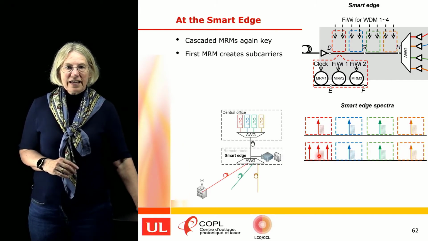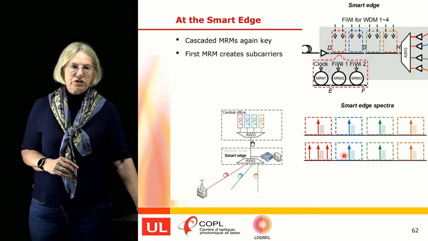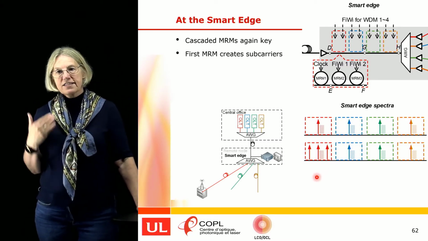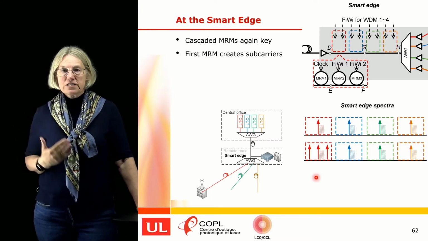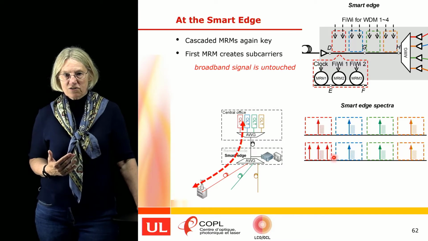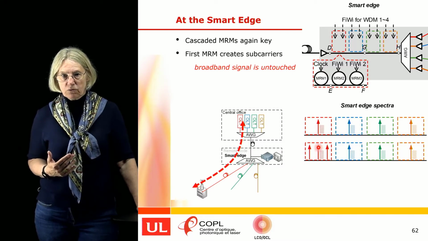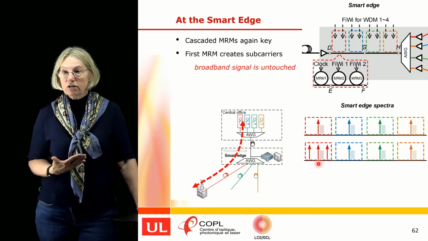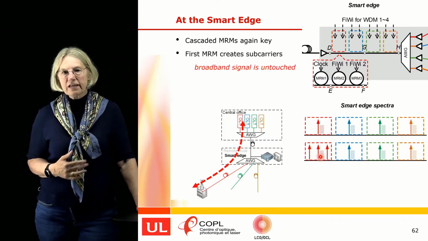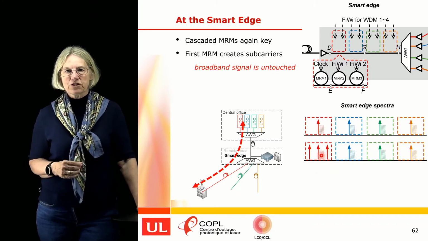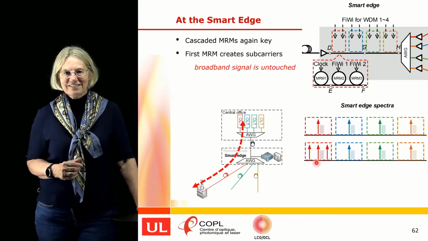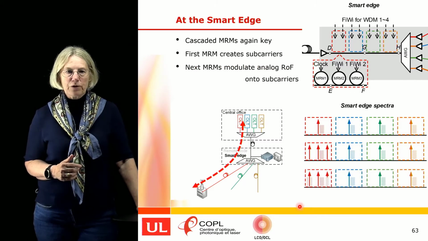And again, the important feature as we go through these microring modulators is that the original services not be disturbed. We want this broadband signal we see here to be untouched by all of the other manipulations that we're doing. Certainly we can see here that even after the subcarrier generation, this downlink is unperturbed.